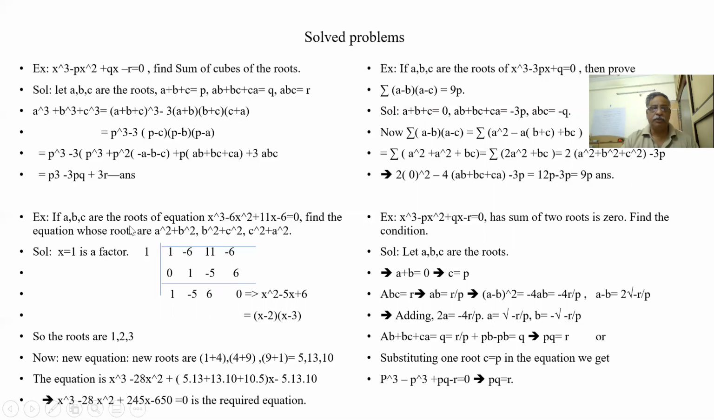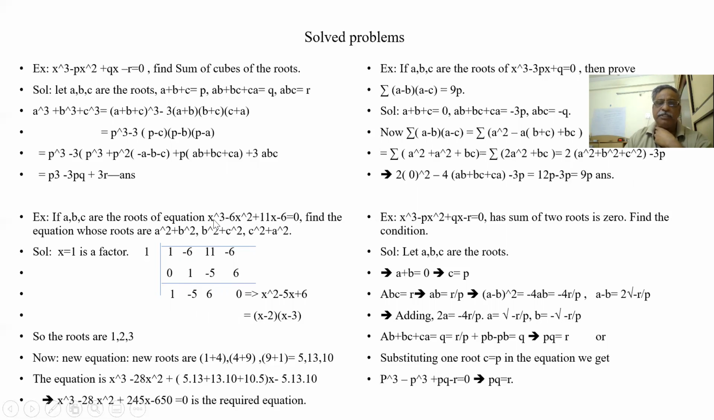Okay, now we'll go to another one. If a, b, c are the roots of this equation, find the equation whose roots are a² + b², b² + c², c² + a². Now, one way is to put it in terms of a + b + c = 6, ab + bc + ca = 11, abc = 6, convert into these three roots and apply the form. This is very complicated. In place of that, let us find out the roots itself.